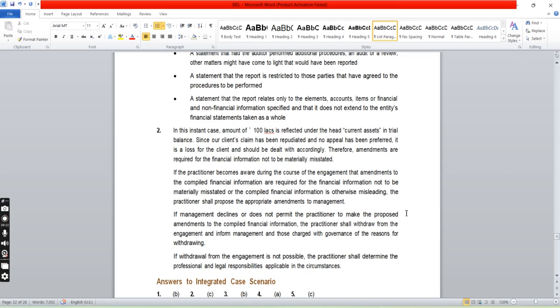If the practitioner becomes aware during the course of the engagement that amendments to the compiled financial information are required for the financial information not to be materially misstated, or the compiled financial information is otherwise misleading, the practitioner shall propose the appropriate amendment to management. If management declines or does not permit the practitioner to make a proposed amendment to the compiled financial information, the practitioner shall withdraw from the engagement and inform management and TCWG of the reason for withdrawing. If withdrawal from the engagement is not possible, then the practitioner shall determine the professional and legal responsibilities which are applicable in the given circumstances.